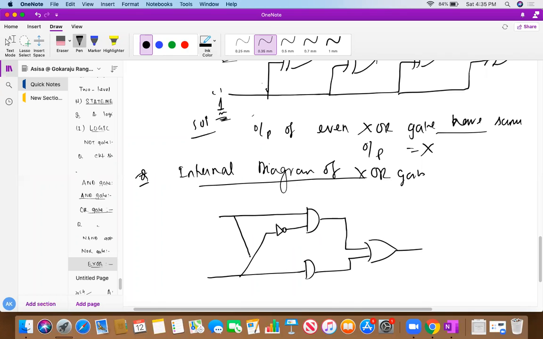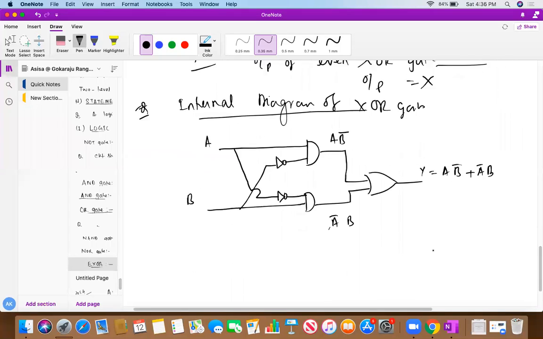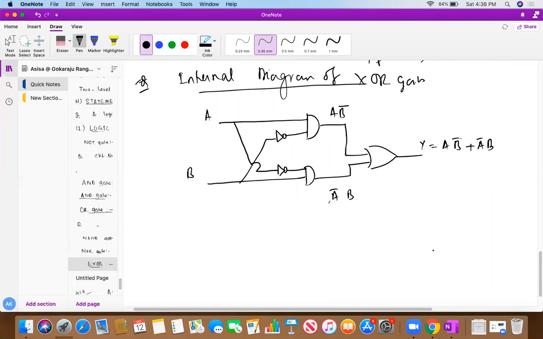Okay, very simple, nothing else. So this is my A, this is my B. So obviously this is A B bar and this is A bar B. So I am getting output Y as A B bar plus A bar B. Okay, this is the internal diagram. Inside the XOR it will be like this. It has 2 AND gates, 2 inverters and a single OR gate.